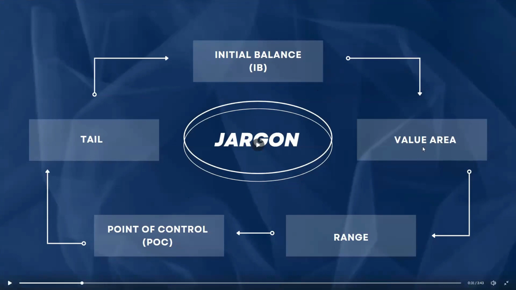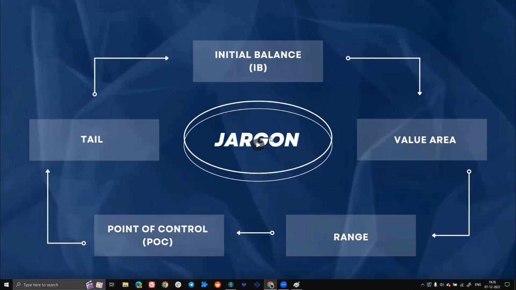Okay, so we got value area, we got range, we got point of control, and we got tail. So far, how many of you are still alive? Type alive in the chat. If it has become too much, let me know. Let me open the chat also. You are alive. Thank God. Thank you so much.